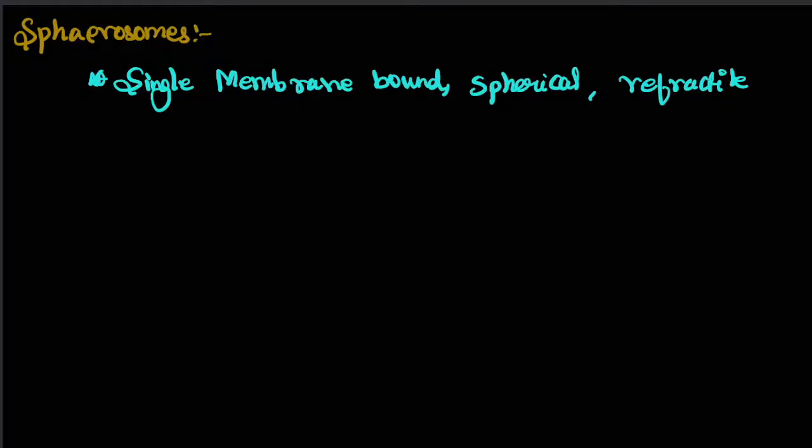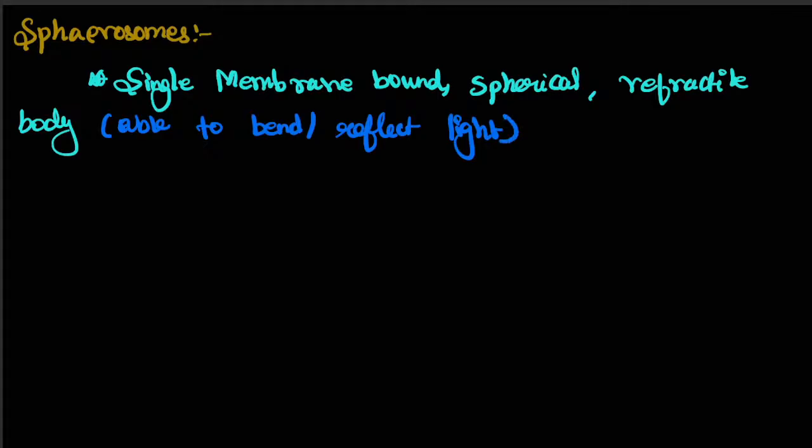Okay. So what does the word refractile body mean, pa? Tell me. Refractile body means able to reflect light, not bend light. Okay? Yes, pa.